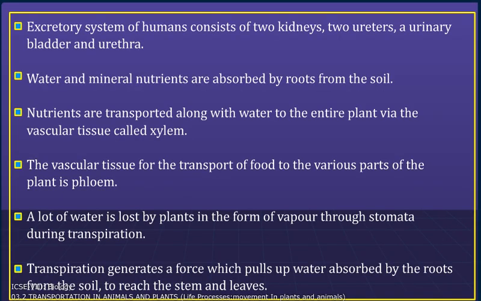Summary. The excretory system of humans consists of 2 kidneys, 2 ureters, a urinary bladder, and urethra. Water and mineral nutrients are absorbed by roots from the soil. Nutrients are transported along with water to the entire plant via the vascular tissue called xylem. The vascular tissue for the transport of food to various parts of the plant is phloem. A lot of water is lost by plants in the form of vapor through the stomata during transpiration.